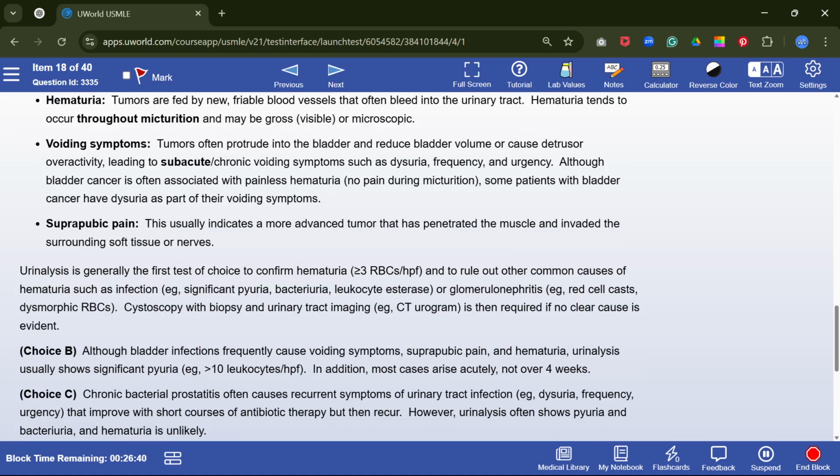Urinalysis is generally the first test of choice to confirm hematuria, more than 3 RBCs per high power field, and to rule out other common causes of hematuria such as infection, with significant pyuria, bacteriuria, leukocytosis, or glomerulonephritis, red blood cell casts, dysmorphic red cells. Cystoscopy with biopsy and urinary tract imaging, CT urogram, are then required if no clear cause is evident.